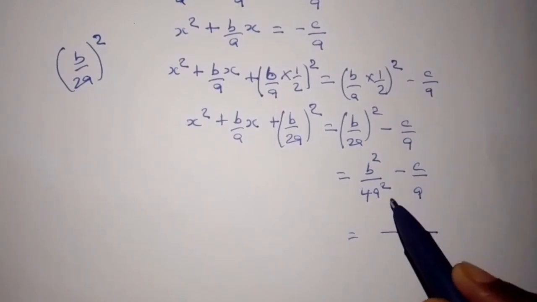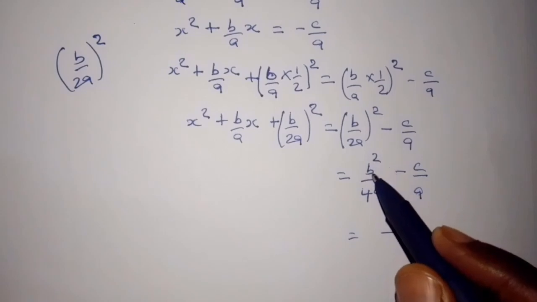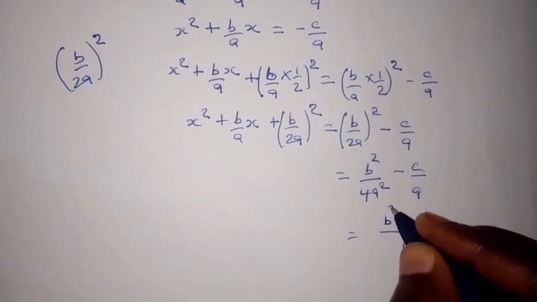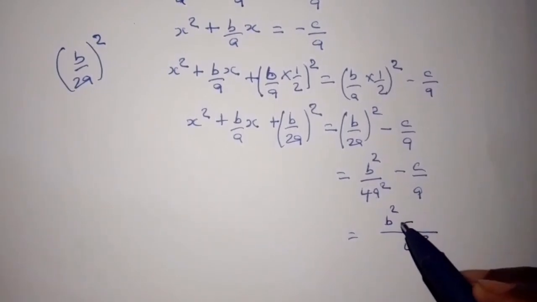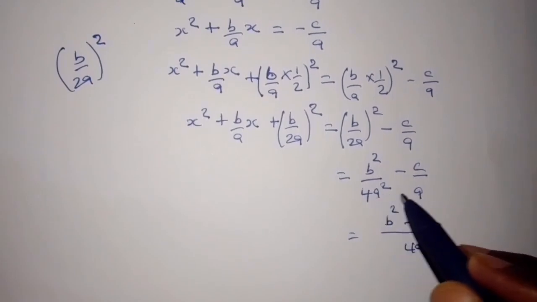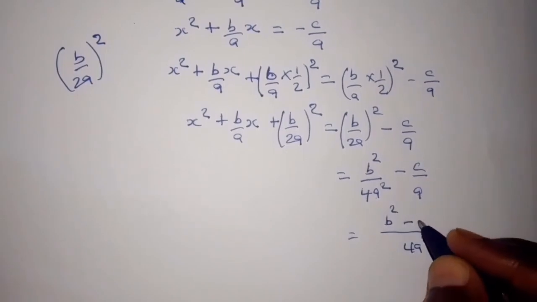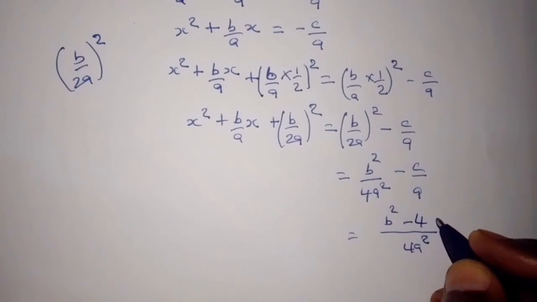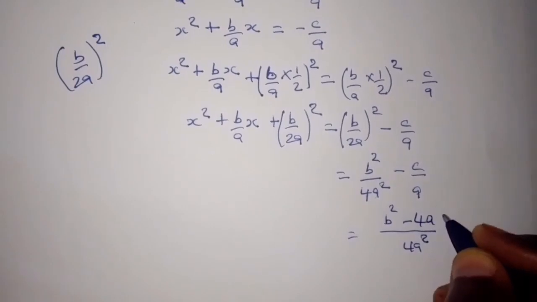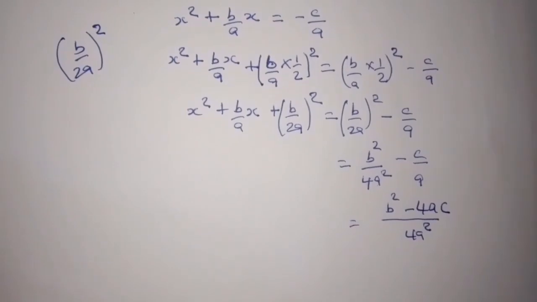And 4a squared goes into 4a squared 1 times. So 1 times b squared is b squared, and a goes into 4a squared, 4a. So 4a times minus c is minus 4ac.